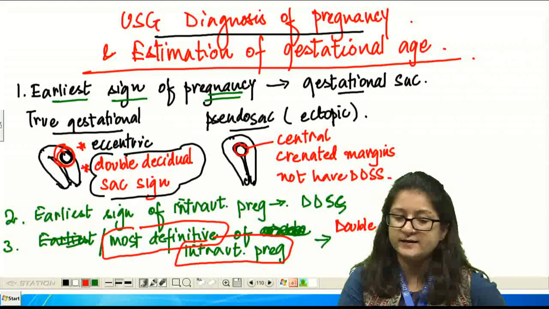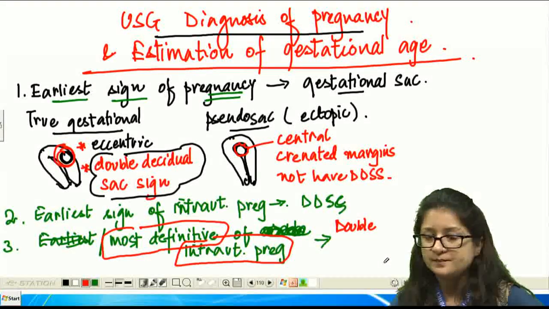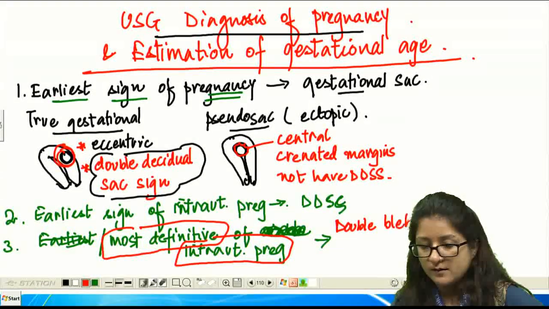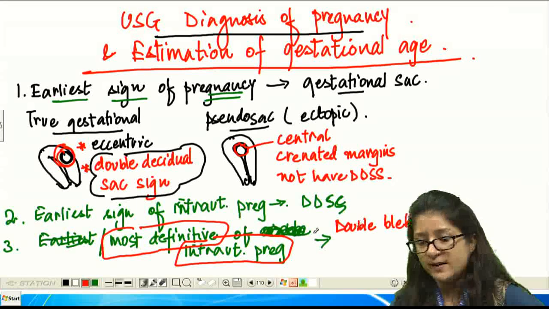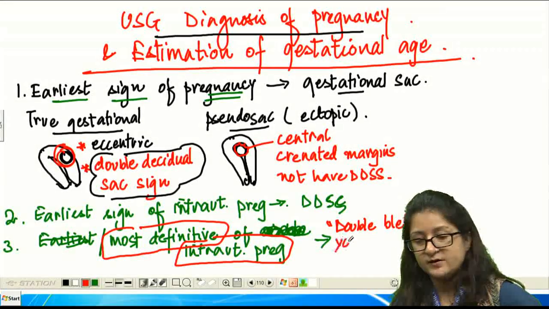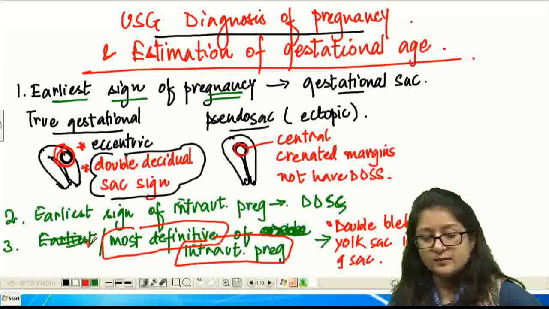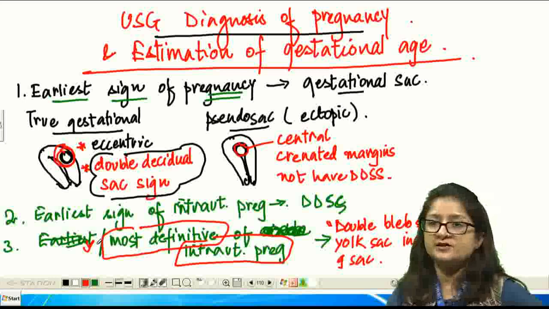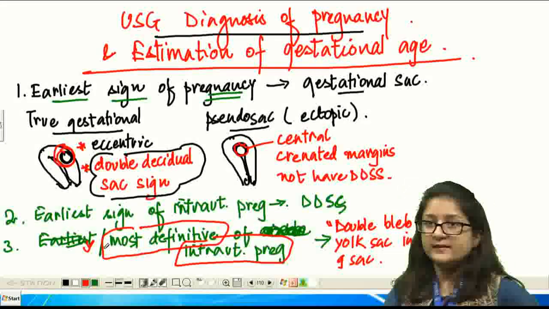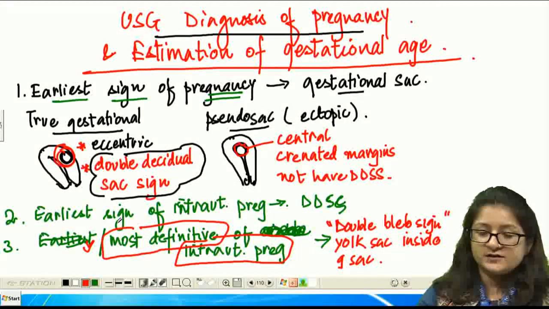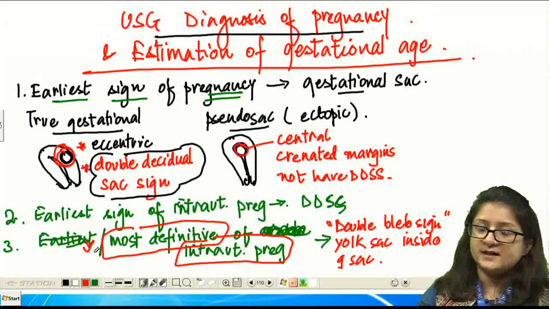Then the answer is a double bleb sign. What is a double bleb sign? A double bleb sign is a yolk sac inside a gestational sac. That is the most definitive sign of an intrauterine pregnancy. Okay, the most definitive sign of an intrauterine pregnancy is a double bleb sign.